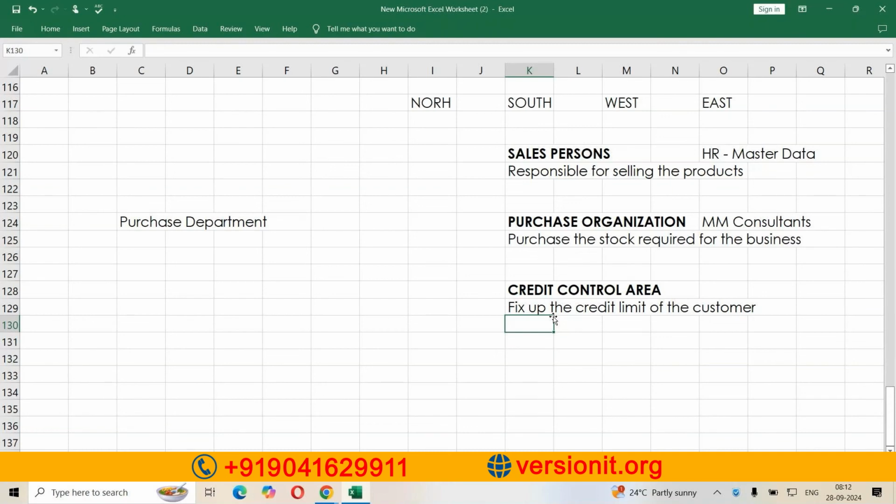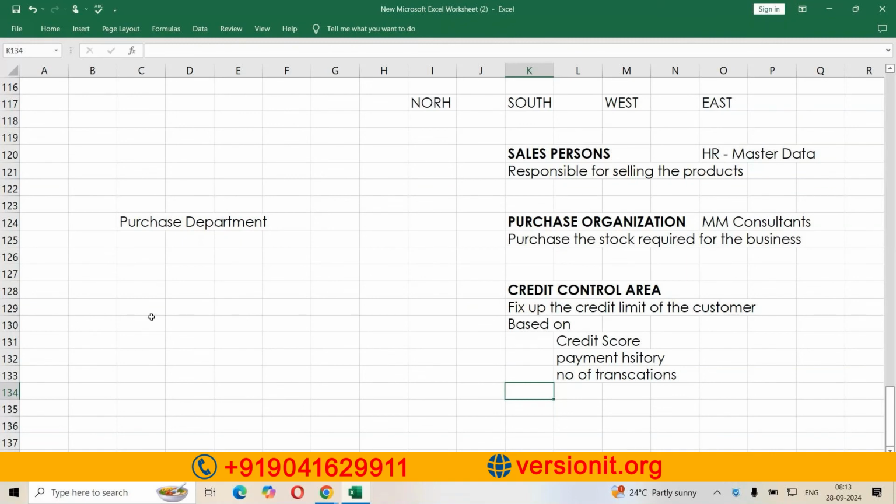And this credit limit is going to be fixed on different parameters. One is based on credit score, based on payment history, customer payment history, and based on number of transactions. How many transactions the customer is trying to perform in a month or in a week. Every quarter, the company will check their history, and it will decide up to what value the customer can take the product on credit from the company.